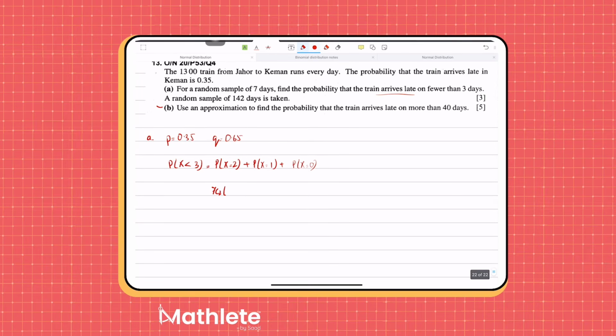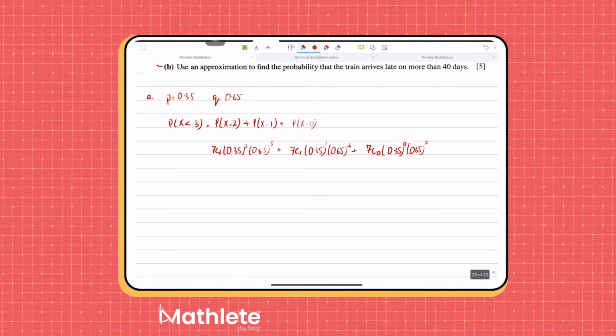So we start with 7C2, 0.35 to the power of 2, 0.65 to the power of 5, then 7C1, 0.35 to the power of 1, 0.65 to the power of 6, then finally 7C0, 0.35 to the power of 0, 0.65 to the power of 7. Then you can work this out, whatever the answer is.